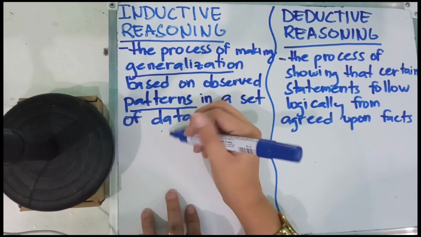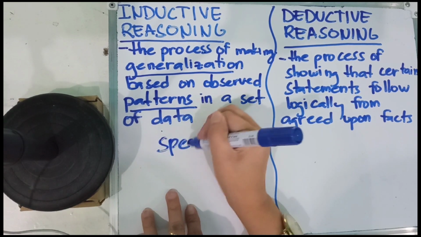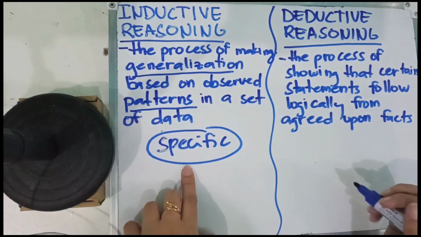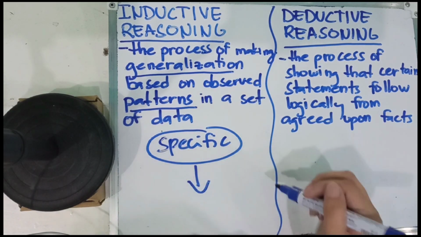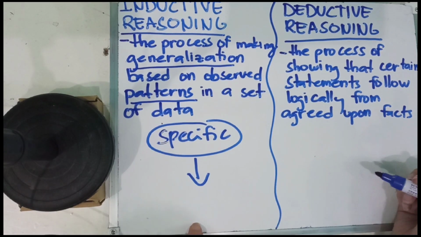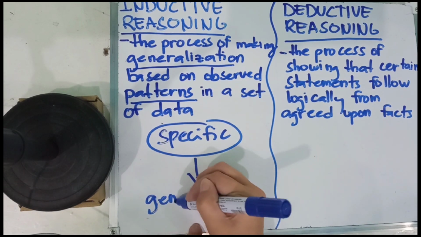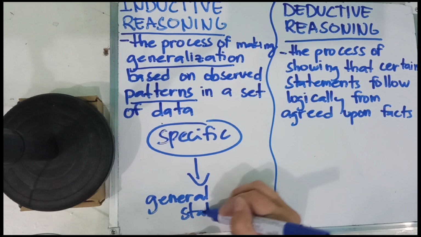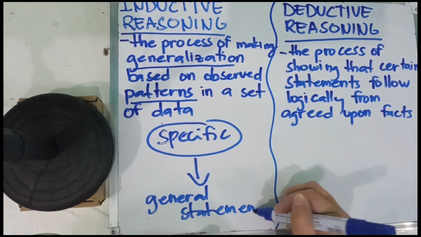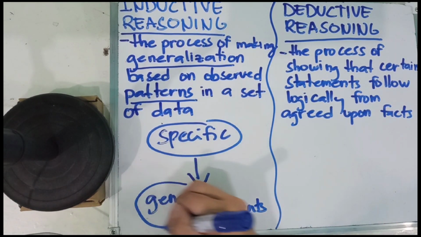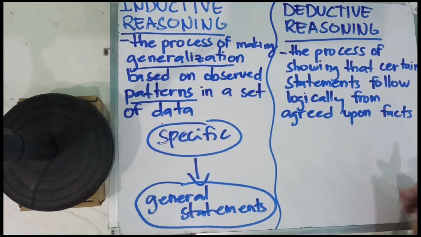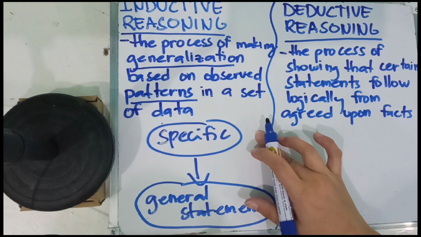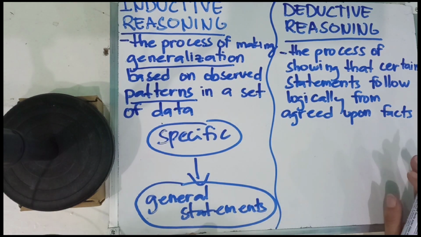So, from given specific examples, you need to create generalizations or general statements. Let me write that down. So again, that's for inductive reasoning. We proceed from specific to general.